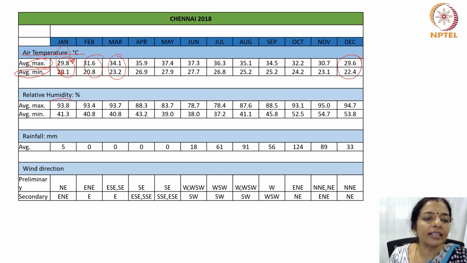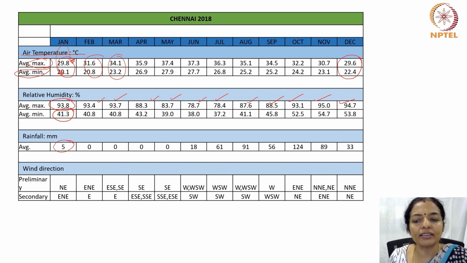Similarly, you enter the average maximum humidity for January and average minimum humidity for January, February, March, April, May, June, July, August, September, October, November, December. Then after that, the rainfall has to be entered in millimeters for all the 12 months. The wind direction is further entered as primary wind and secondary wind for all the 12 months. So we will see this step by step.